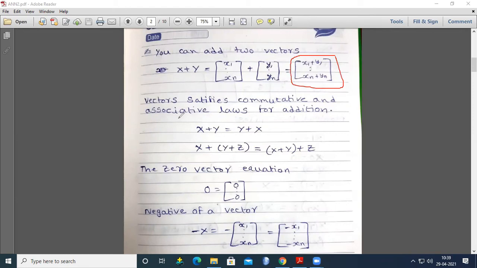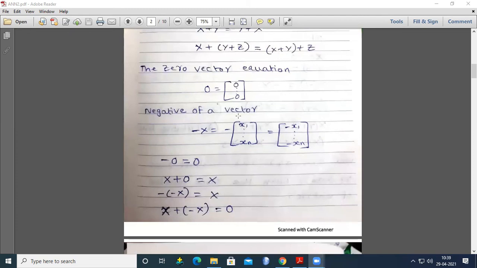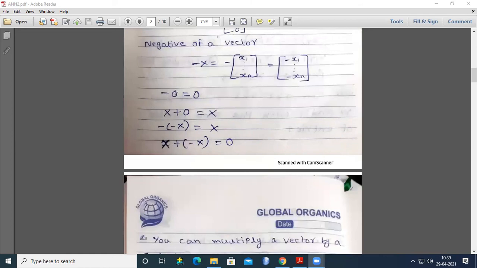Vectors satisfy the commutative and associative laws. So x plus y equals y plus x, and by the associative law, x plus y plus z equals x plus y plus z; both return the same answer. The zero vector is nothing but all zeros. The negative of a vector is where you multiply all the entries in the vector by minus. These are the manipulation rules. Adding the zero vector, x plus 0 equals x.